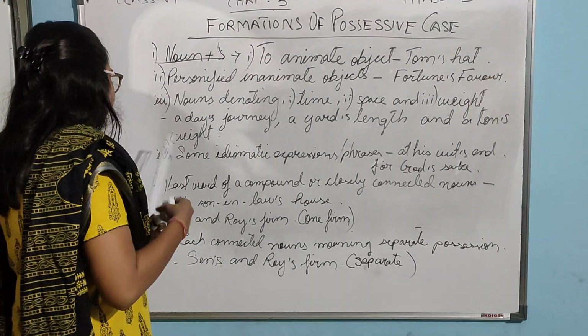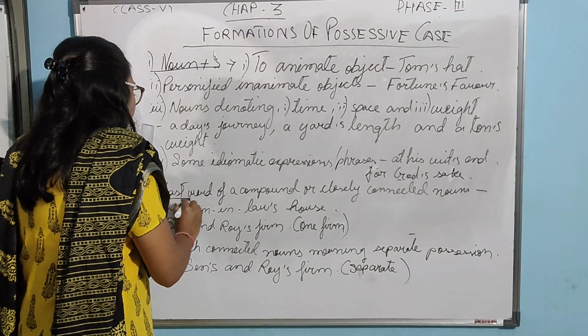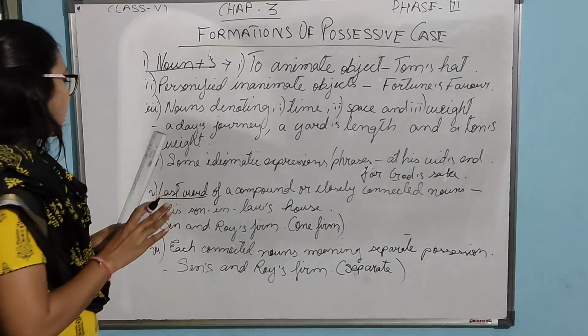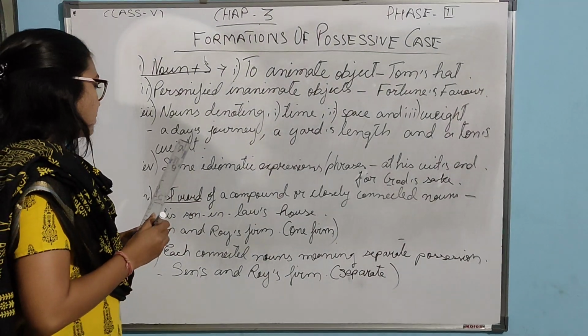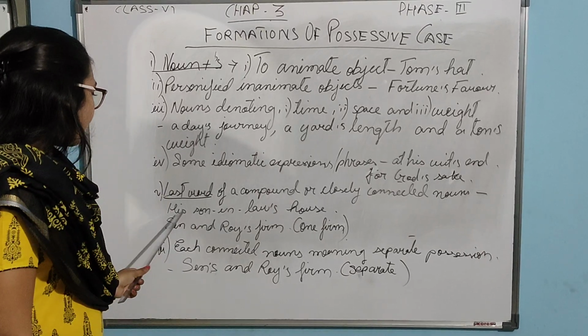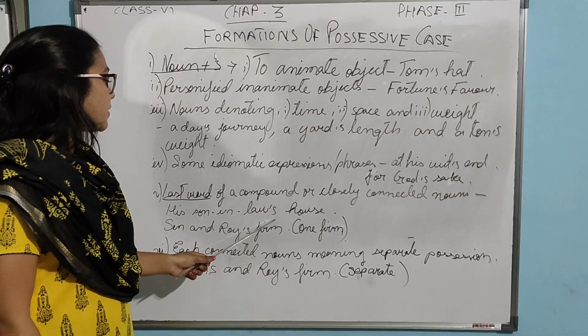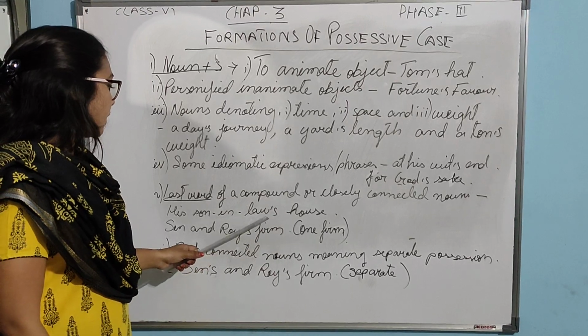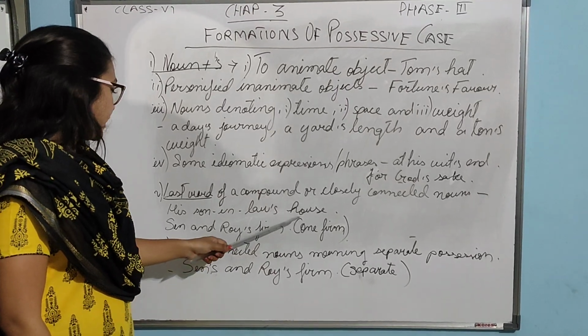Fifth one is the last word of a compound or closely connected nouns, which takes apostrophe S with it. Mark the last word, not the first word, of a compound or closely connected nouns takes apostrophe S. It is the last word, like his son-in-law's house. The last word of a compound takes the apostrophe S.